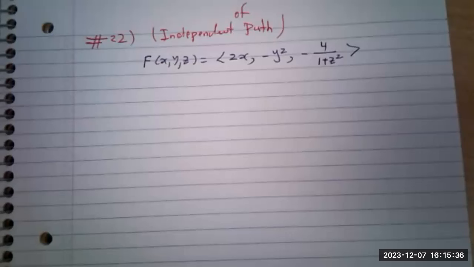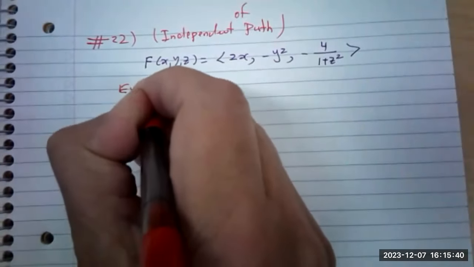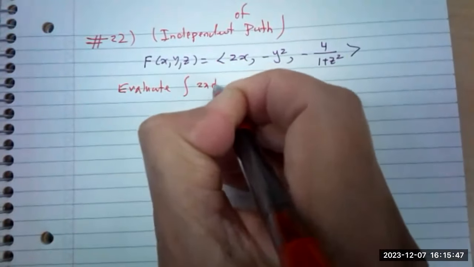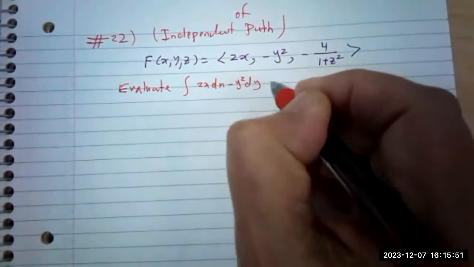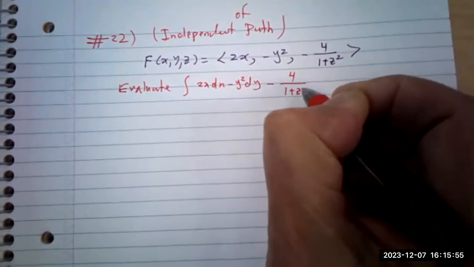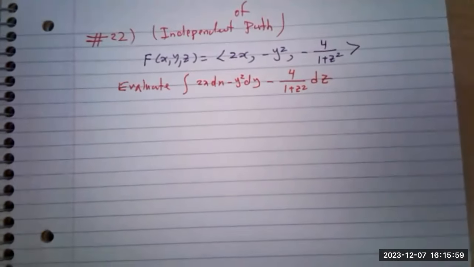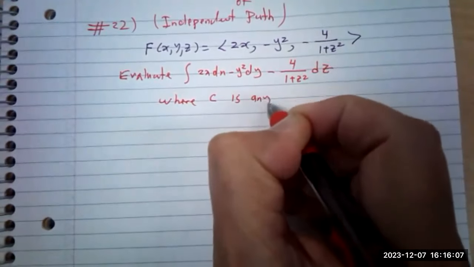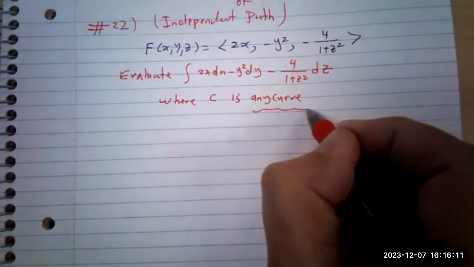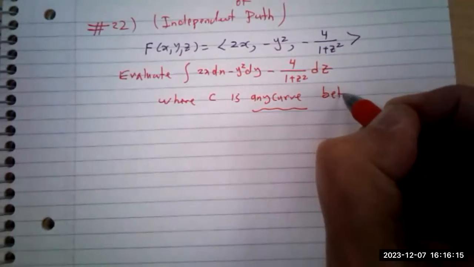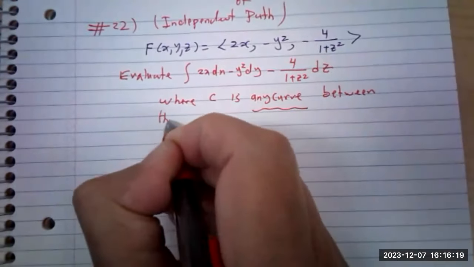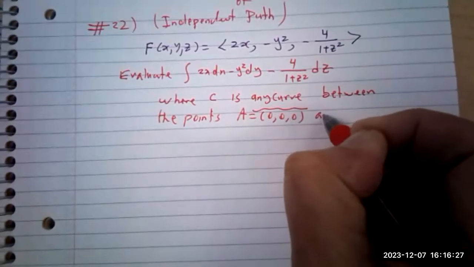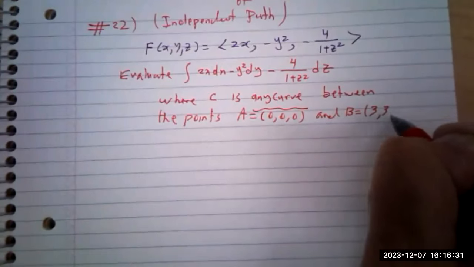So the way we are going to question you is going to be this one. We want you to evaluate this integral: 2x dx minus y squared dy minus 4 over 1 plus z squared dz. Now look at the C, where C is any curve. Any curve means C is going to be any curve between the points A equal to (0, 0, 0) and the point B equal to (3, 3, 1). So look at this one.